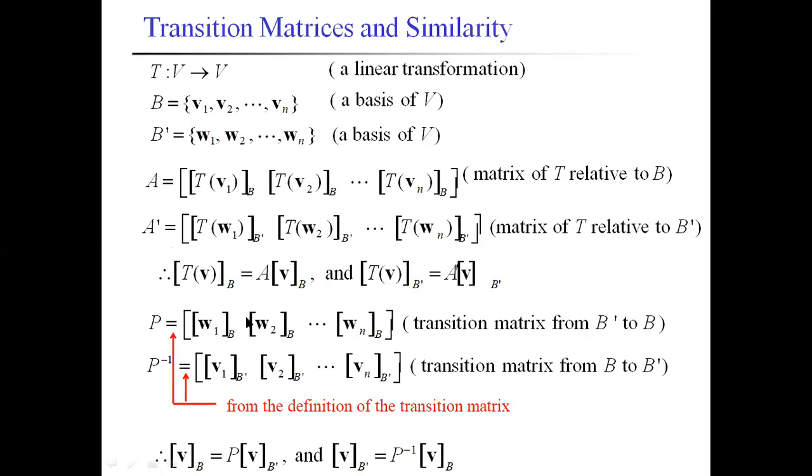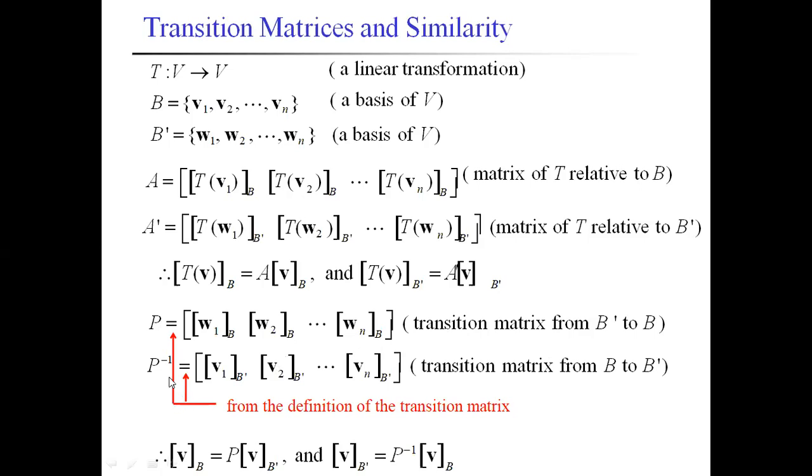P is equal to W1, W2, so on, Wn with respect to the basis B. This is the transition matrix from B dash to B. Here remember the transition matrix P from B dash to B. By the definition of the transition matrix, we can write like this.